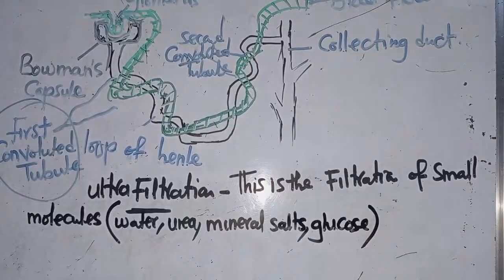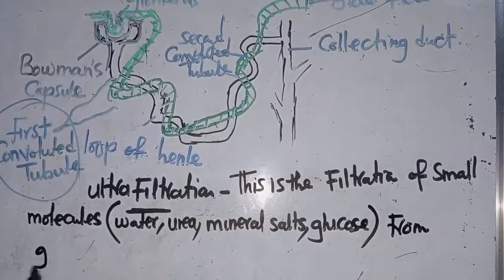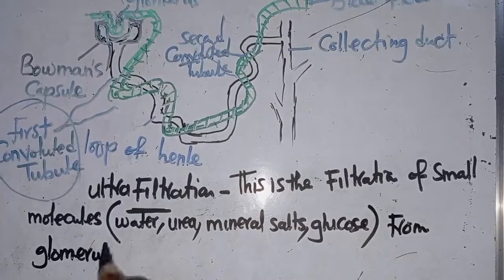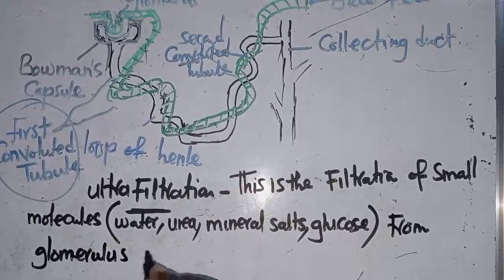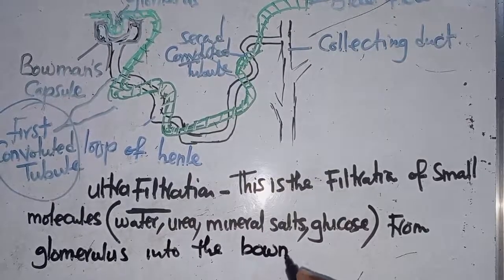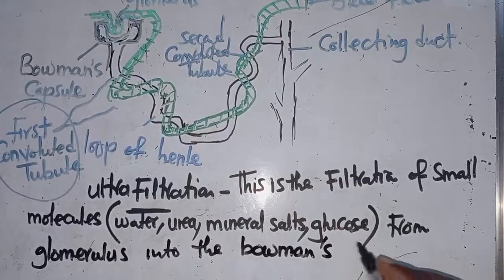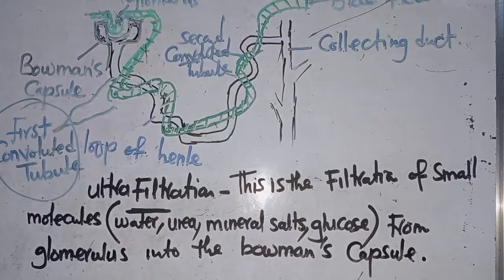So the process is the filtration of small molecules from the glomerulus into the Bowman's capsule. This is the first stage. So if I tell you to explain this, you tell me the first stage is the filtration of small molecules.